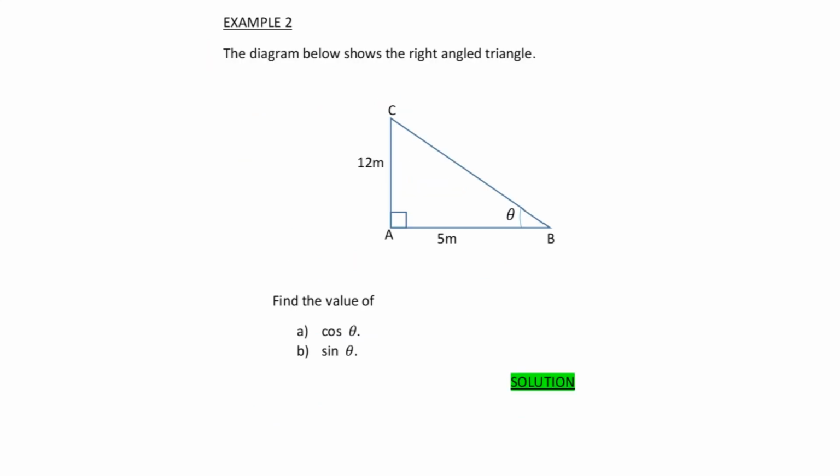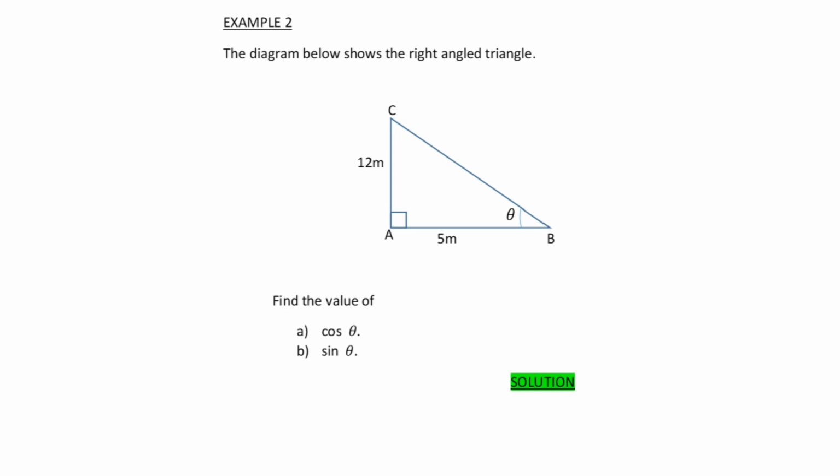Alright, we can proceed and go to question B. Example 2 is saying the diagram below shows the right angled triangle. Okay, so this is our triangle here, and we are saying find the value of cos theta, then sin theta. So we'll go direct into the solutions.